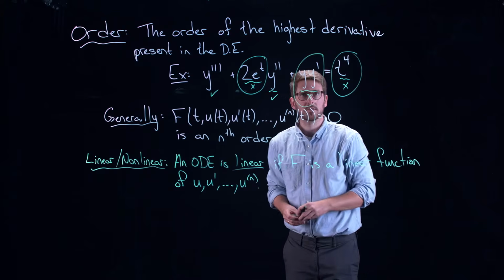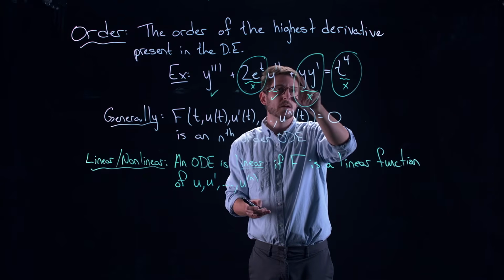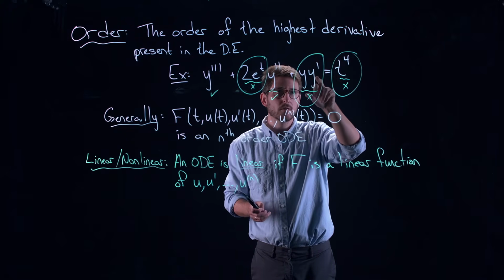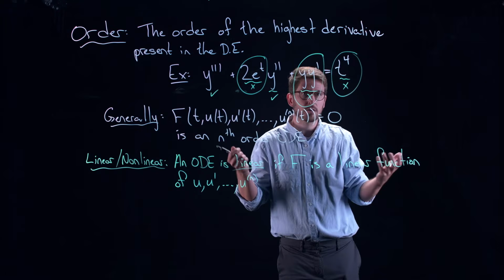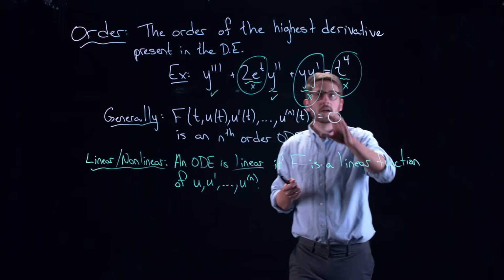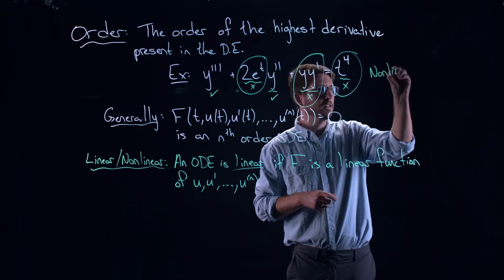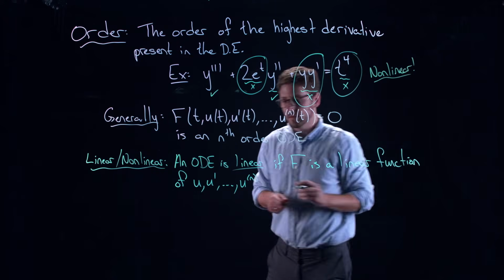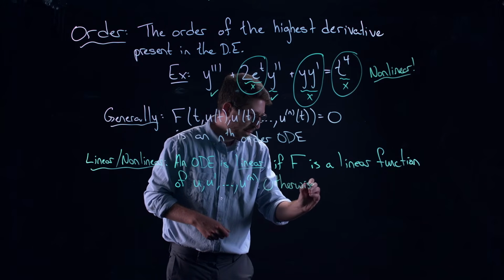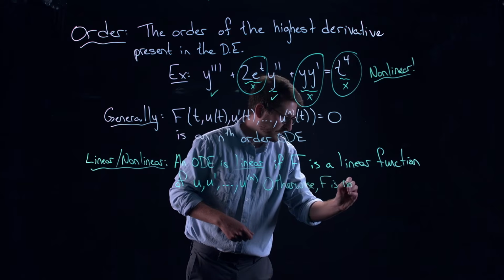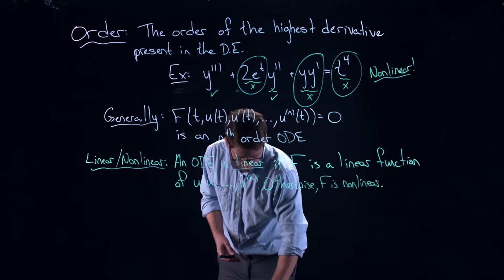The problem comes from the fact that I have a dependent variable, say y, multiplied against its own derivative. This is a quadratic term, like an x times y term inside of a function of two variables. And therefore, this thing is non-linear. So this is the way that we talk about these things. Otherwise, f is non-linear.